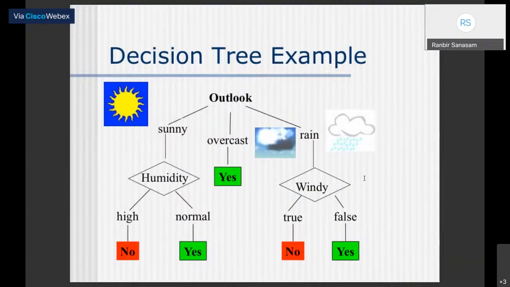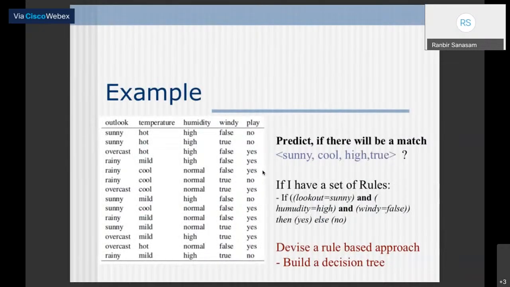We want to come up with such a tree structure. If you see here, all of these nodes are the features: outlook, humidity, windy, and so on. The branches on the nodes are the values of the features. So outlook may be sunny, overcast, rainy; humidity may be high, low; windy might be true, false, and so on. So I want to come up with such rules given a data set. That is what the decision tree is.